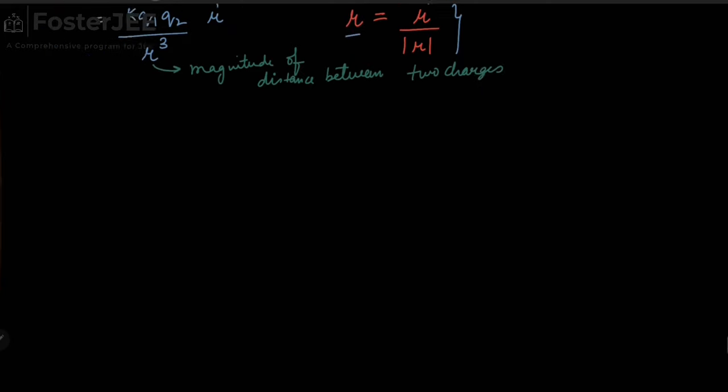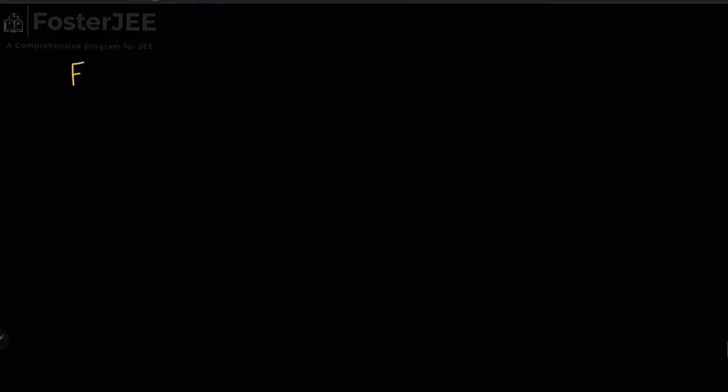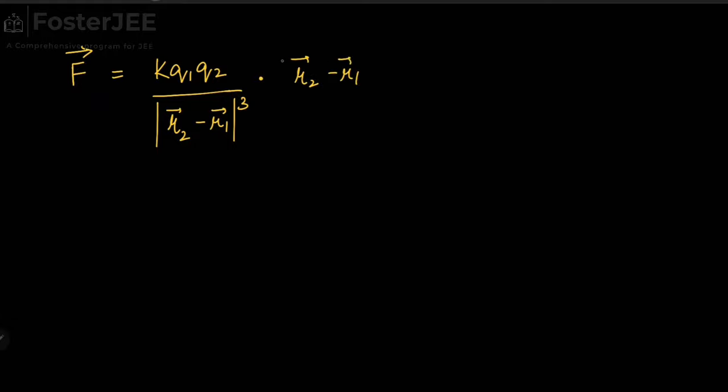We can further extend this force as F vector is equal to k q1 q2 upon, since it's the magnitude of position vector between the two charges, we can write it as magnitude of r2 vector minus r1 vector, whole cube, into r2 vector minus r1 vector. We can't use dot here, this is not a dot product. We will write it as simply this.